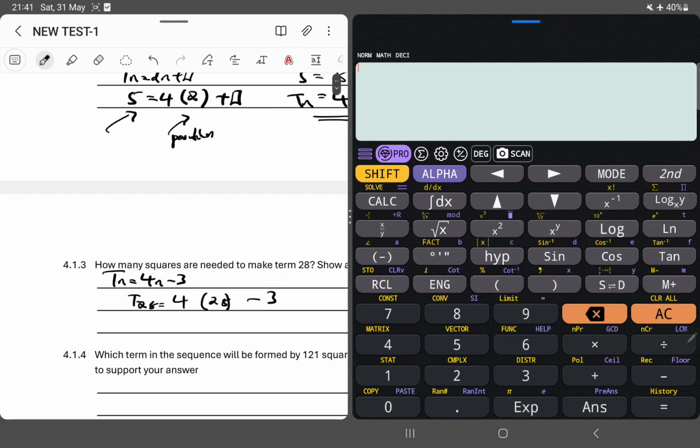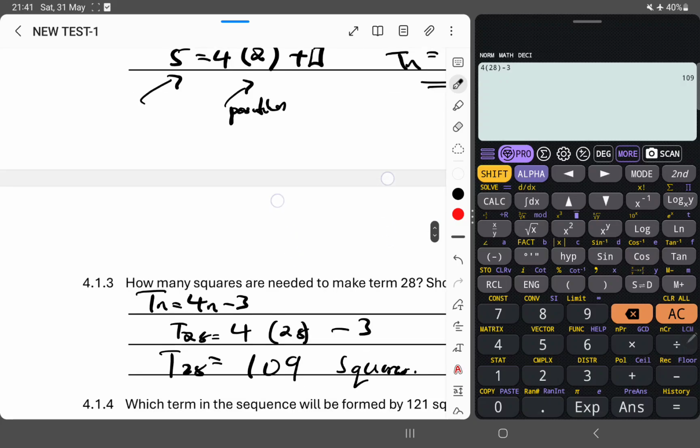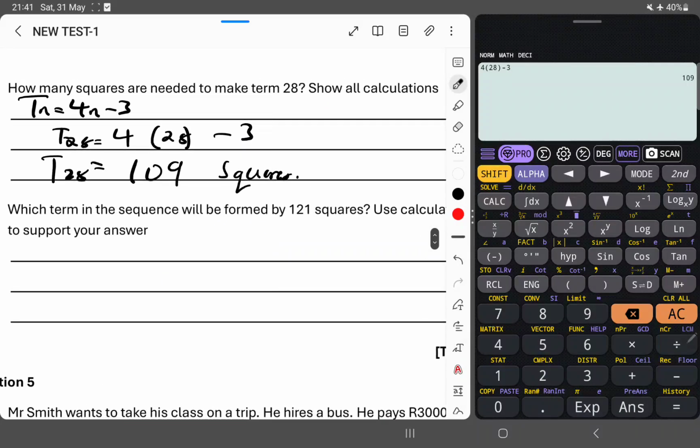I will say 4 times 28 minus 3. It means at term number 28, how many squares was I supposed to have? I was going to have 109 squares, right? That is going to be the number of squares that I was going to have at term number 28.